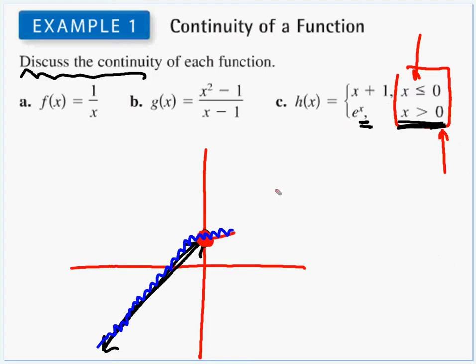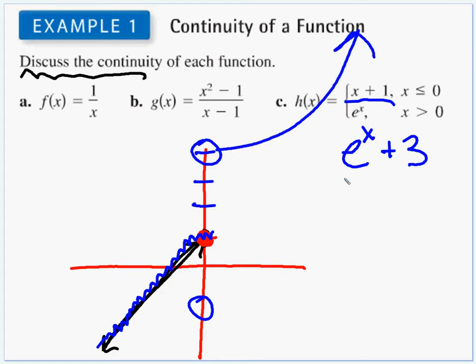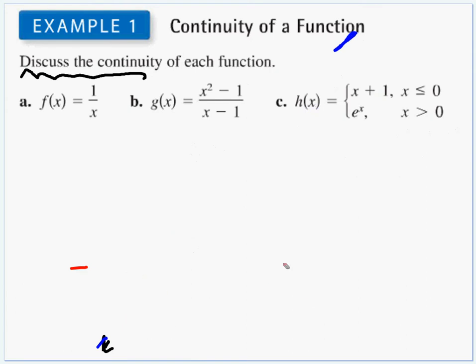Now, just for the sake of argument, let me go back here. I'll leave my x plus 1 graph alone. But if this other function was e to the x plus 3, then if we go to the x value of 0, we would have e to the 0, which is 1, but then we would have the plus 3. That would take us up here to 4. So the e to the x graph would start up here. So if this was e to the x plus 3, then we would have a discontinuity at that point. Again, the big thing with piecewise functions, you're concerned about where you're transitioning from one function to the other. Approach with caution.